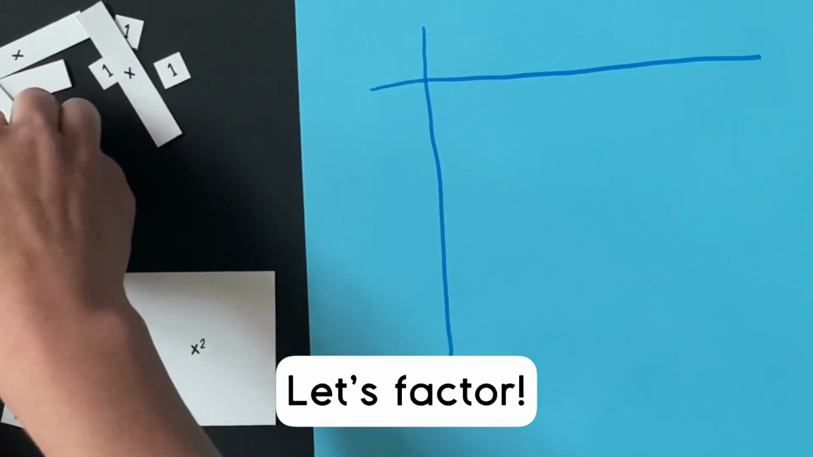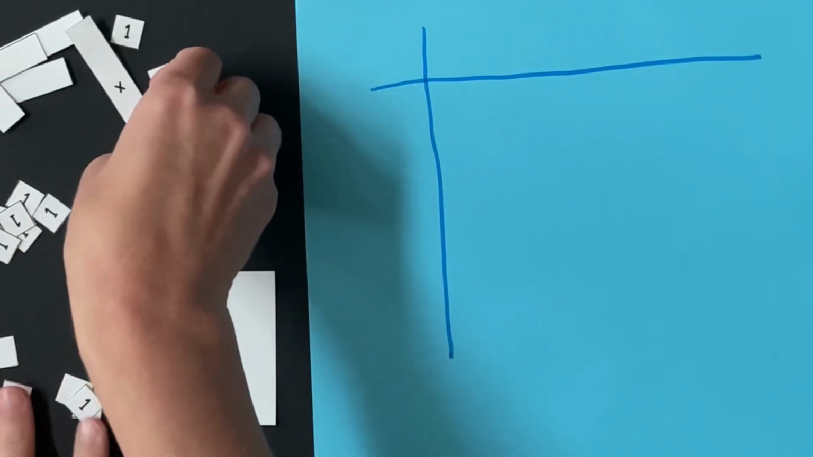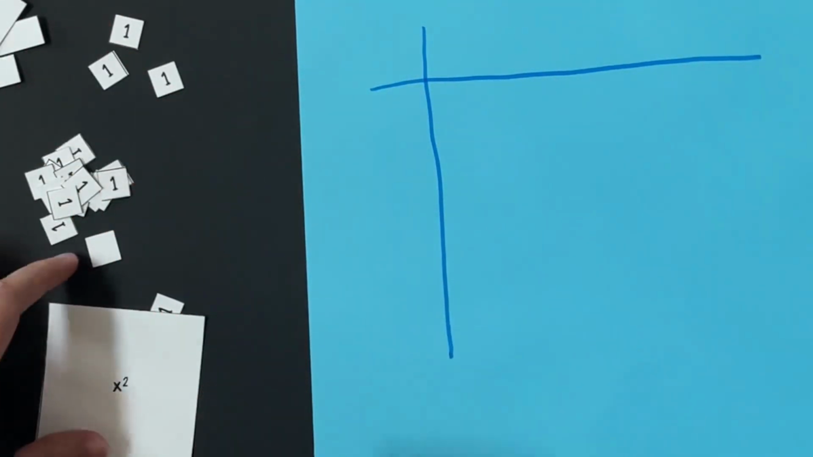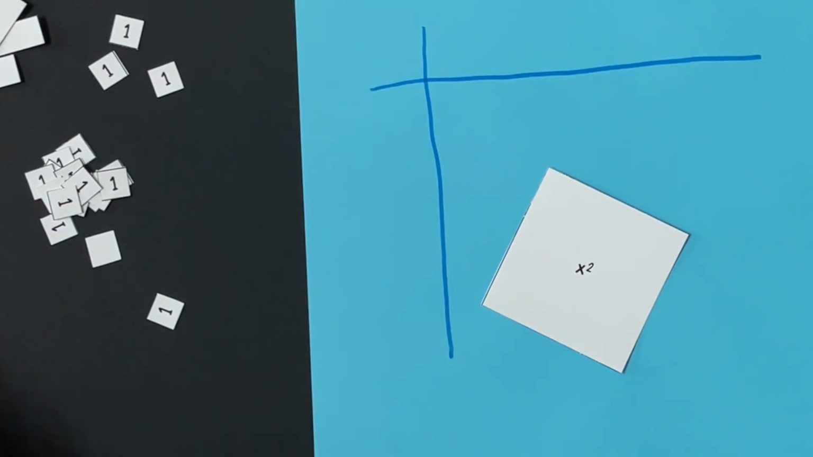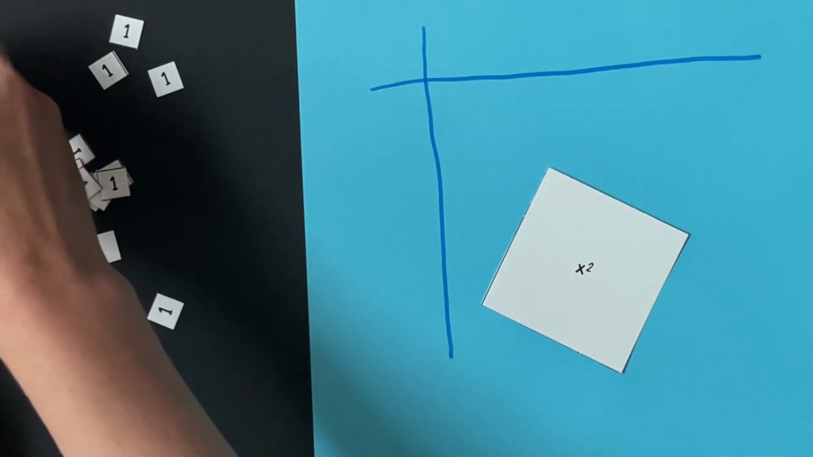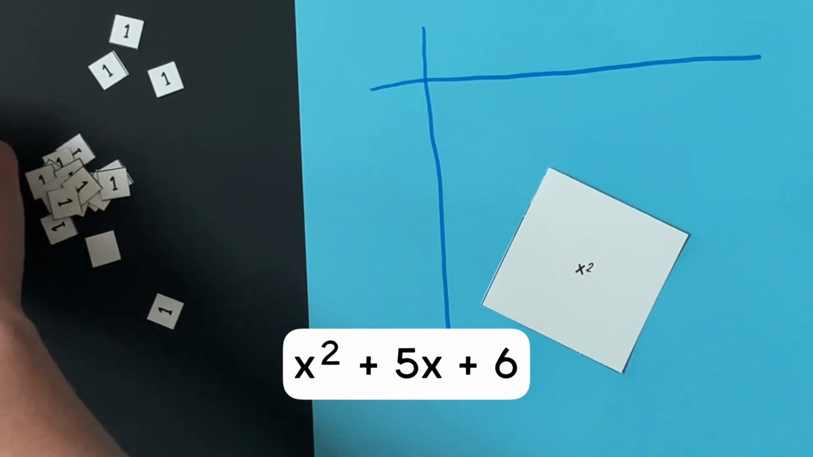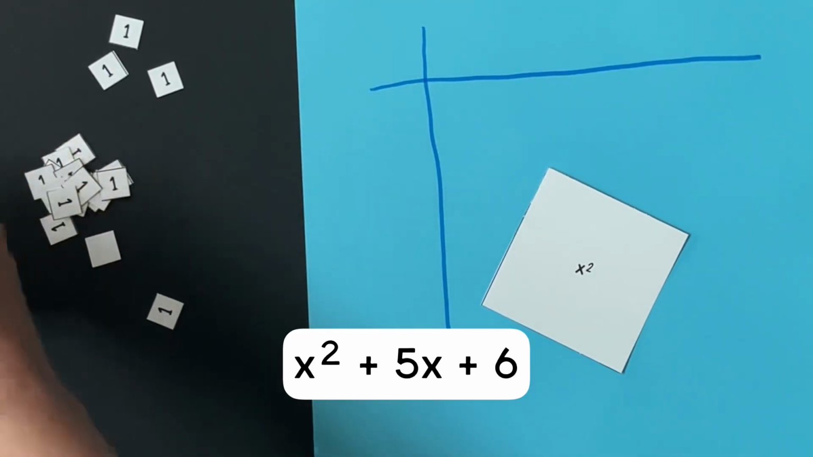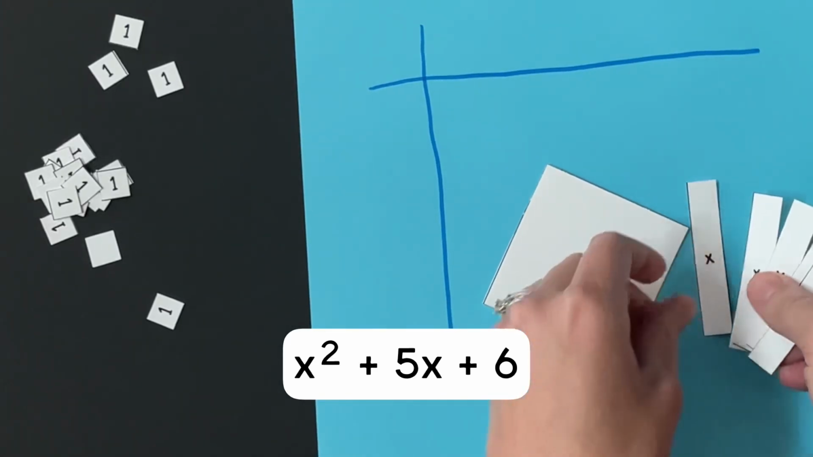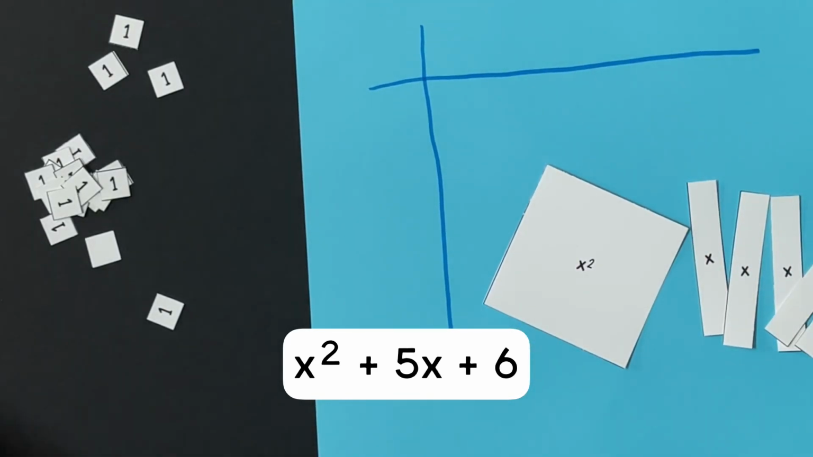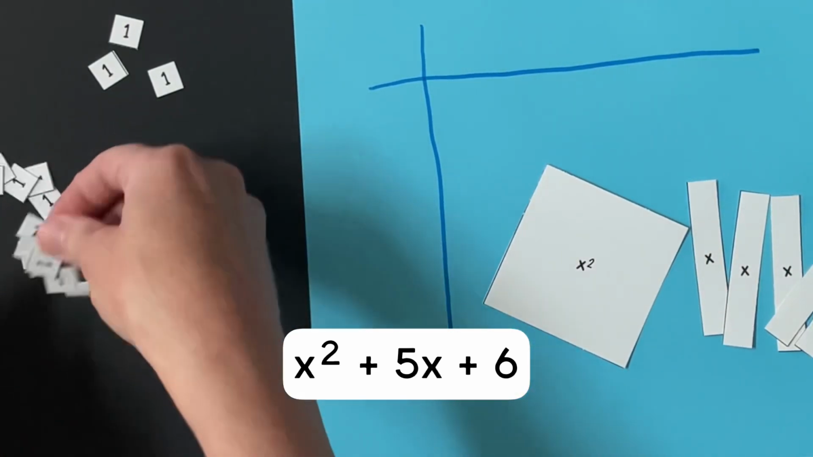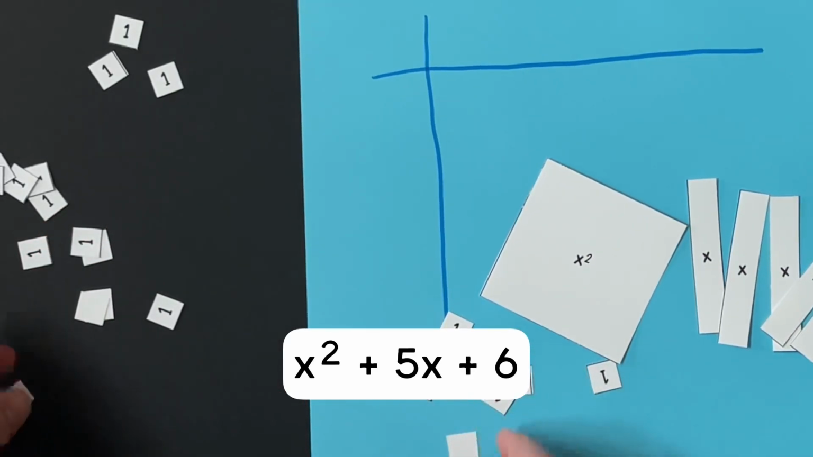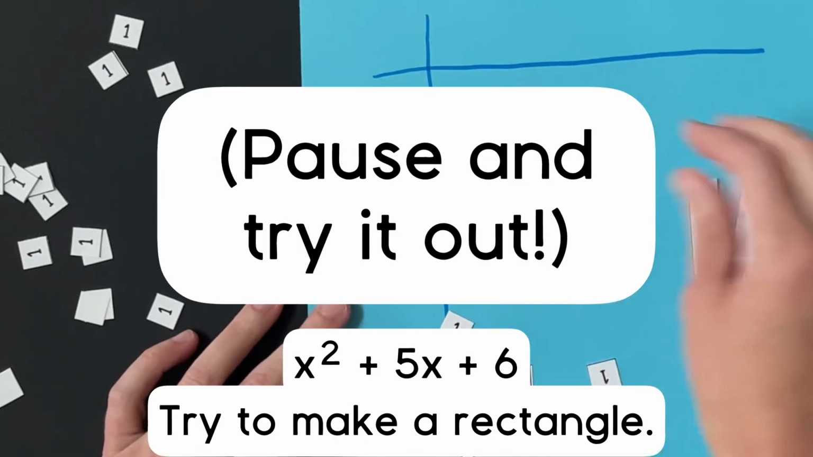Okay, so let's factor. And I love factoring with algebra tiles because it just feels like a puzzle. It doesn't feel like we're trying to follow some steps or a formula or anything. We're just trying to work out a puzzle. So I want you to gather these tiles, x squared plus 5x plus 6. So you'll have your large x squared, and then you'll have 5 of the x's, and then you'll have 6 units. And all you need to do is arrange these into a rectangle. Pause here and try it out.